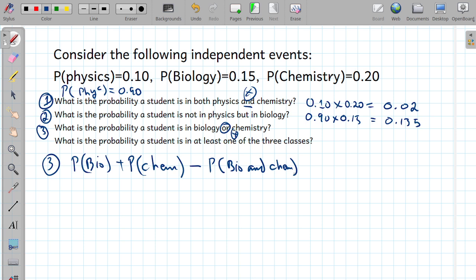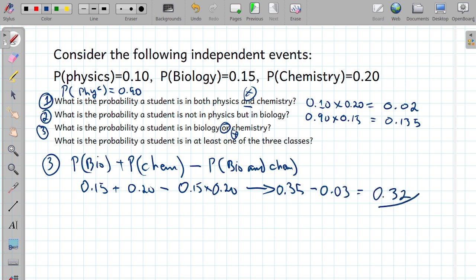So bio was 15%. Chemistry was 0.2. Now, what's the product of those two things? 0.15 times 0.20. So what do we get? Well, this is 35. Whoops, 0.35, sorry. And 15% of that should be 0.03, so we should get 0.32. Okay, did I get that one right? Boom, yeah, there it is.